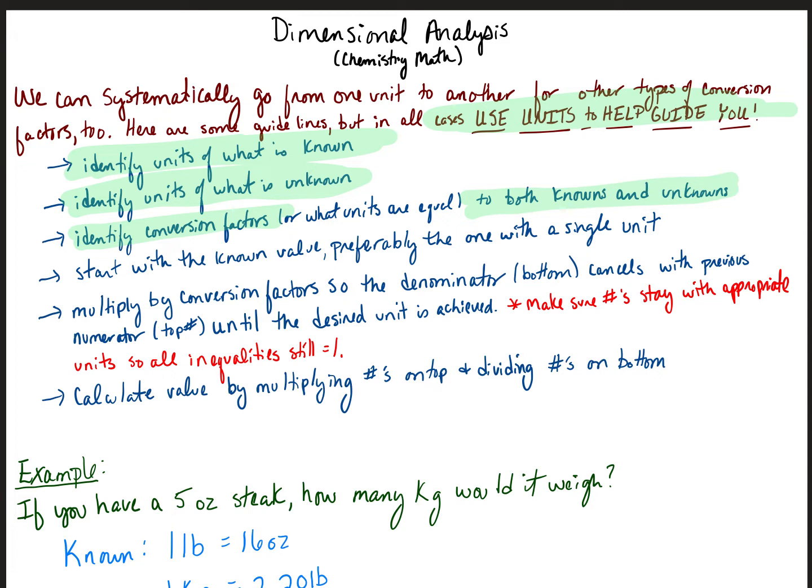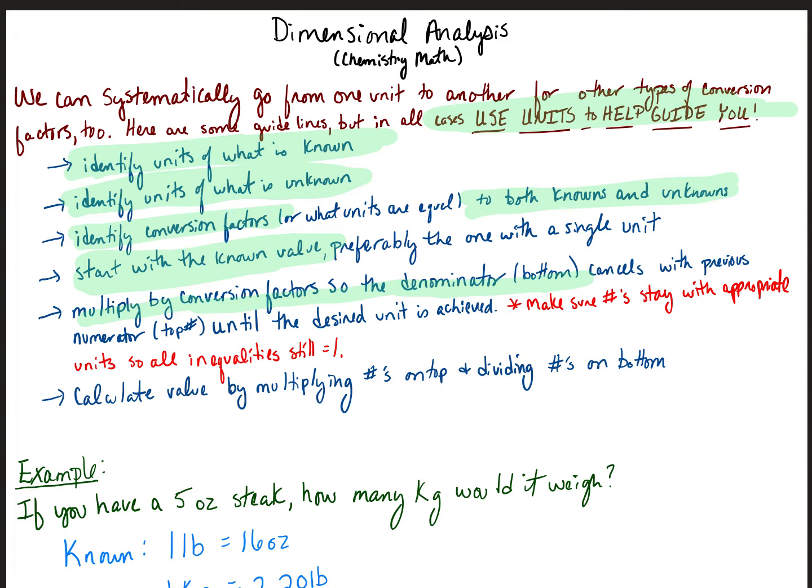So you start with the known value. This is a big thing that I certainly recommend. Start with where the data is that you're given, because that's the easiest starting point. If you have one with a single unit, that's even better because it's so much easier to cross things out. And then you just start multiplying by conversion factors so that the denominator on the bottom cancels with the previous numerator until you get the desired unit.